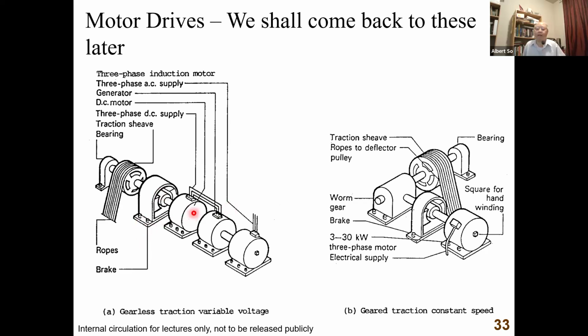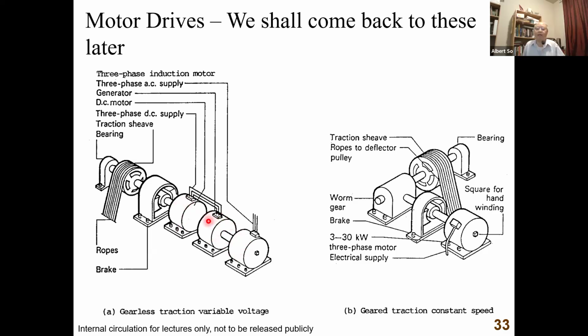Now, from here to here to here, you can find this in all gearless traction drives nowadays. But why can you see two more machines here? This is from the old days. In the old days, how did you power or energize the motor? It's by a generator. This is a DC generator. This is a DC motor.